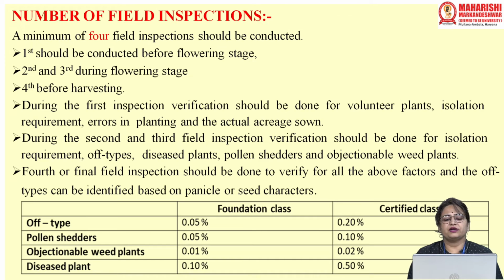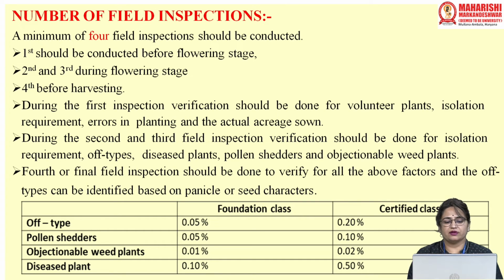Fourth, a final field inspection should be done to verify all the above factors, and the off types can be identified based on the panicles or seed characters. So, we have to identify the off types on the basis of morphology or phenotypic structures. If we talk about the off types, there will be a limit of 0.05% in case of foundation seed and 0.2% in certified seed.